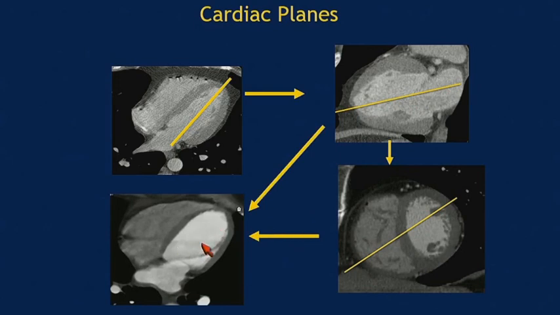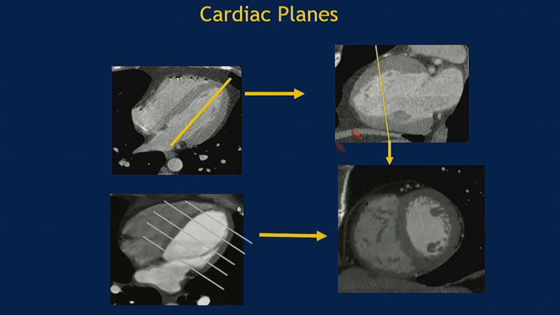Now, as you remember, we mentioned that this short axis was not a perfect short axis. So at this point, we can tweak it. Using both our long axis views, we can ensure that we are cutting the ventricle up in a perpendicular fashion, so we can tweak our short axis image at this point.